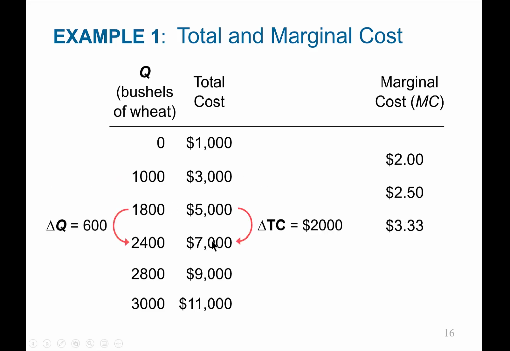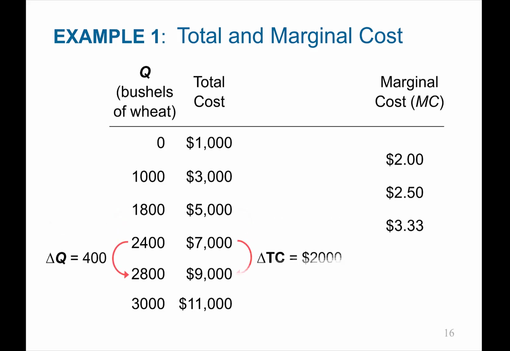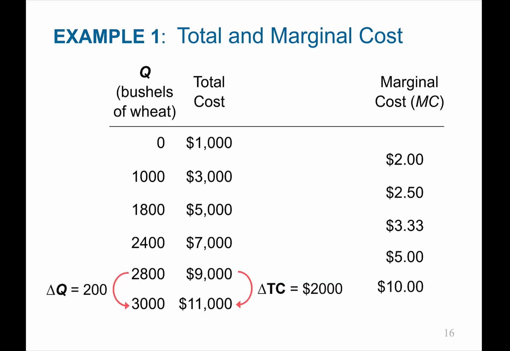2,000, the change in total cost, divided by the change in output. The change in output happens to be 6, so 600. 2,000 divided by 600 is 3.33. Do it again. 2,000 divided by 400, $5. Do it again. 2,000 divided by 200, $10. And you'll notice that marginal cost immediately started picking up, which is exactly what the slope of that total cost function showed us. Immediately the slope was getting steeper, which means the slope, being marginal cost, should immediately start to pick up.